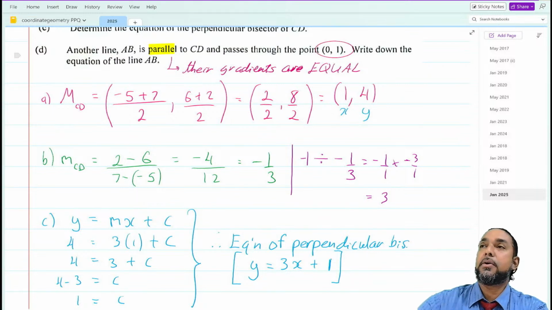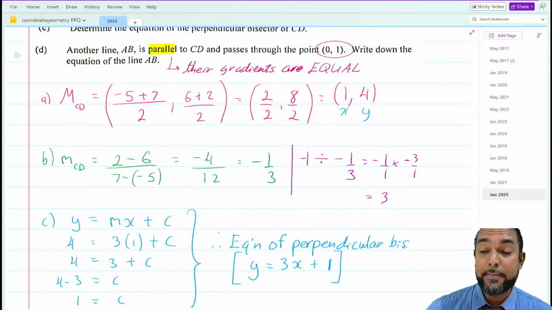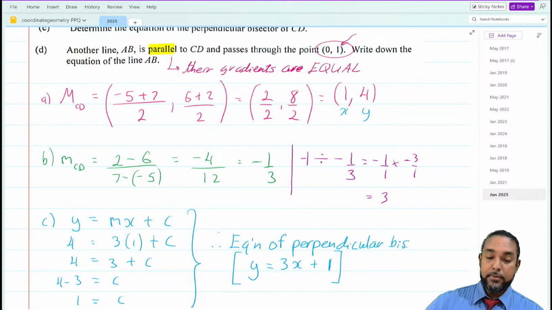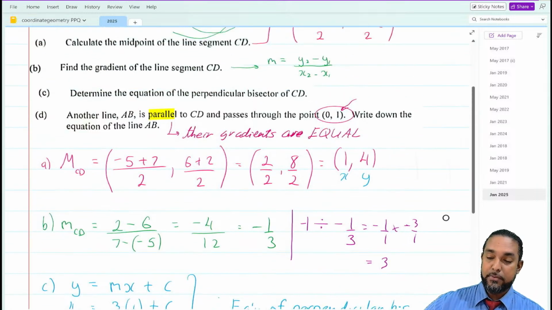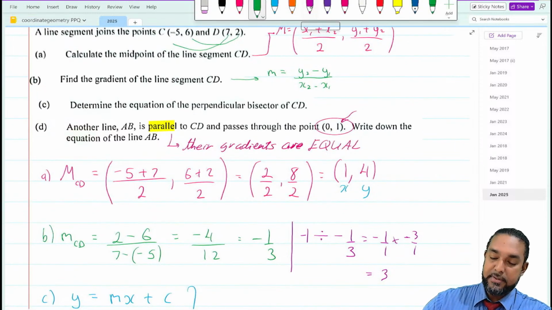And it passes through the point 0, 1. What do we notice about that pair of coordinates? The x coordinate is 0, which means it lies on the y-axis, so 0, 1 is the coordinates of the y-intercept, which means the y-intercept is actually 1. So this question is actually the easiest one once you have everything else. Again, all we have to do is use y equals mx plus c.